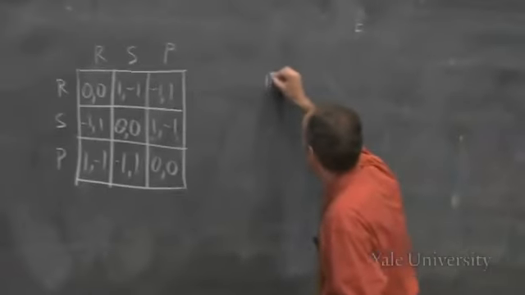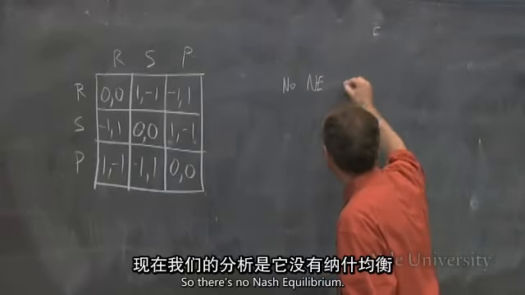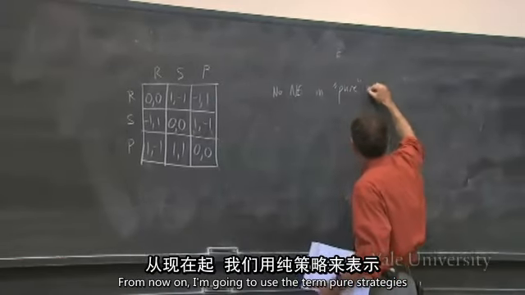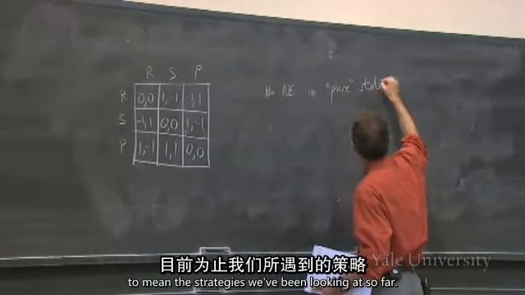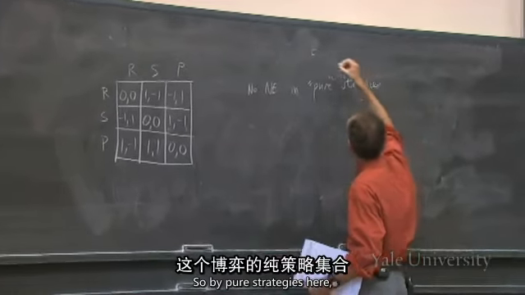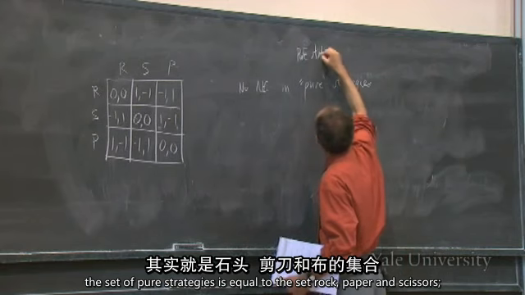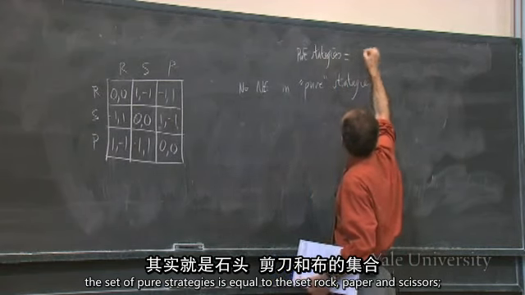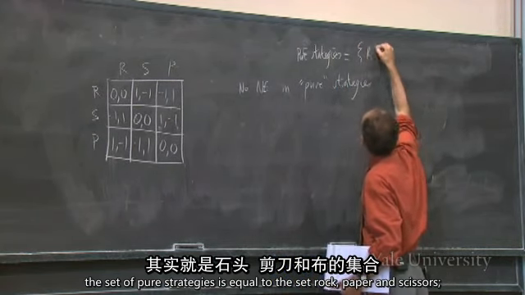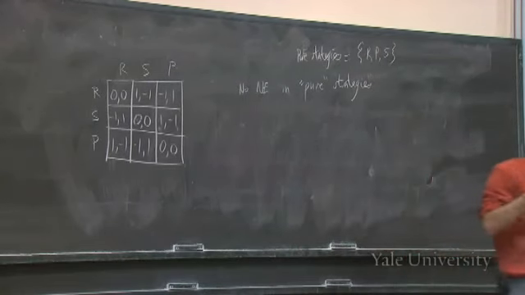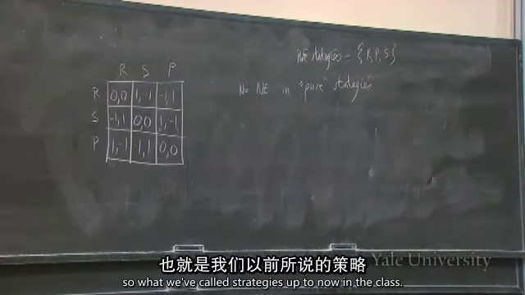All right, so there's no Nash equilibrium, and from now on I'm going to use the term pure strategies to mean the strategies we've been looking at so far. So by pure strategies here, the set of pure strategies is equal to the set rock, paper, and scissors. All right? So what we've called strategies up to now in the class.